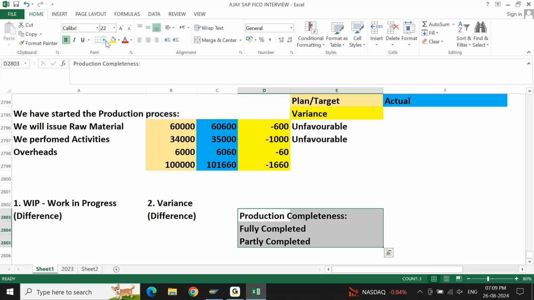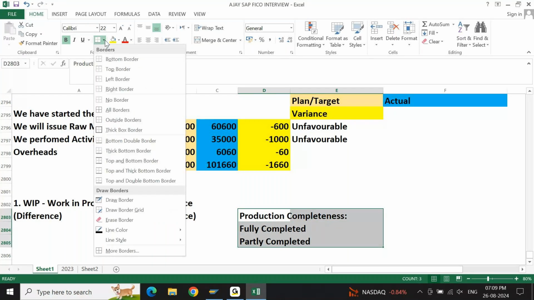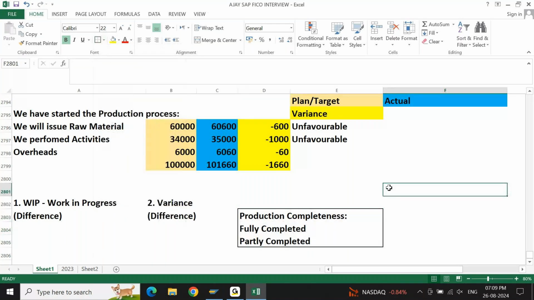There is no rule that you start manufacturing today, you will end within this month. Not possible. This is always calculated at the month end. Meaning, in this month, whatever manufacturing activities I've started, I need to make sure whether by month end I'm able to complete the manufacturing or not. Sometimes it is not possible. It may take 2 months to complete the production. It may take 3 months to complete the production.